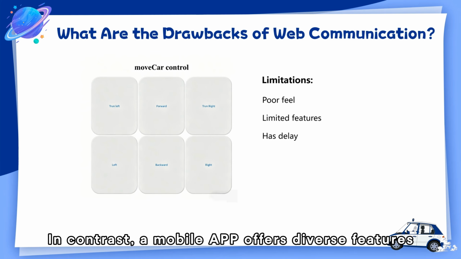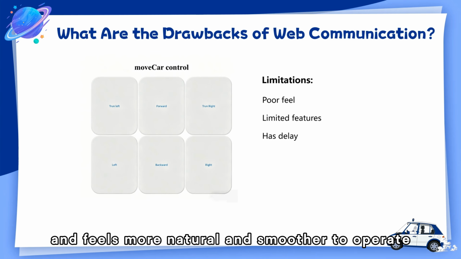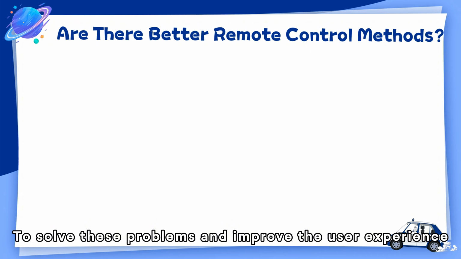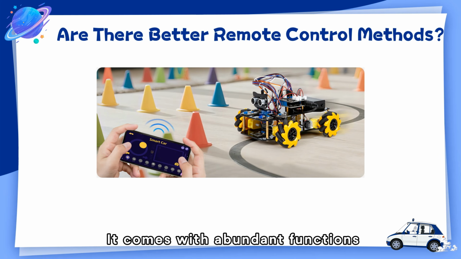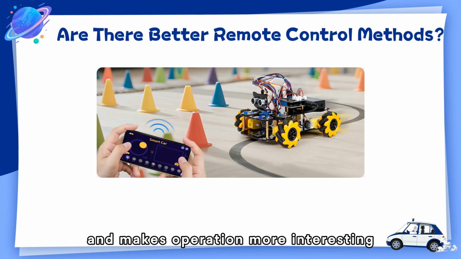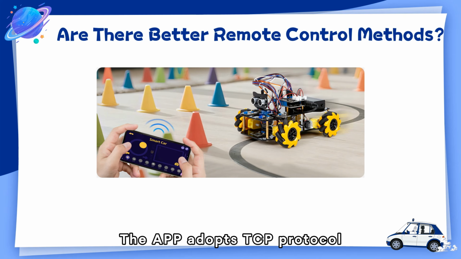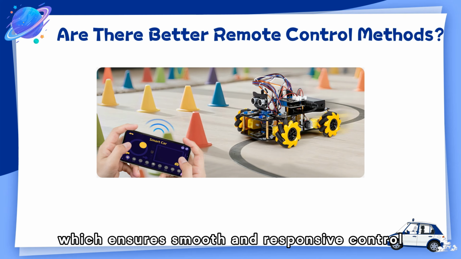In contrast, a mobile app offers diverse features and feels more natural and smoother to operate. To solve these problems and improve the user experience, we can use a dedicated app to control the car. It comes with abundant functions and makes operation more interesting. The app adopts TCP Protocol, which ensures smooth and responsive control.